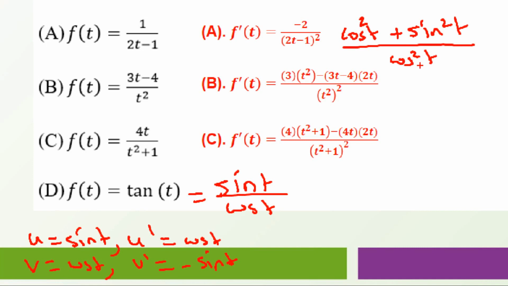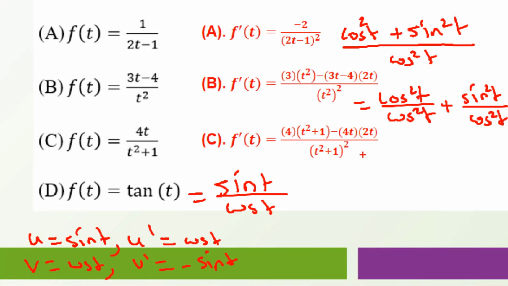And here let me simplify a bit, because this is an important derivative. We can split the fraction, and this is given by cosine square t over cosine square t plus sine square t over cosine square t. So this is equal to 1 plus tangent square t. So the derivative of tangent t can also be written as 1 over cosine square t, because cosine square plus sine square is always equal to 1, and this will be illustrated later.